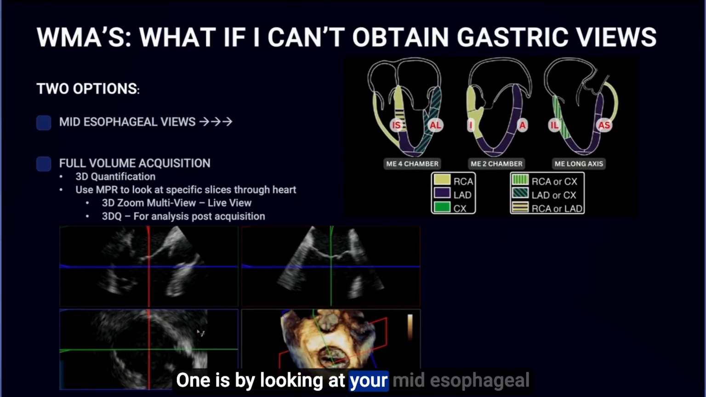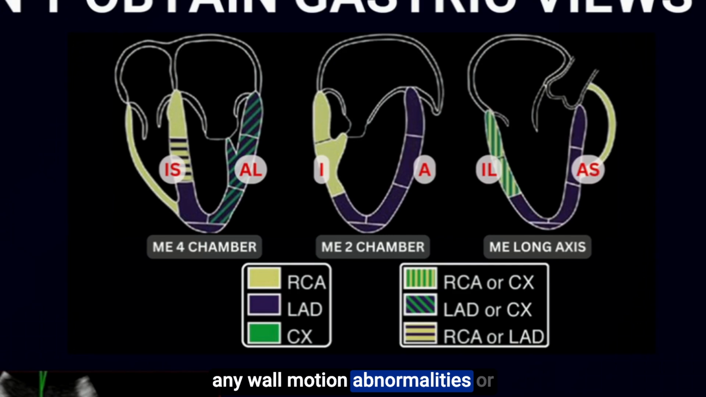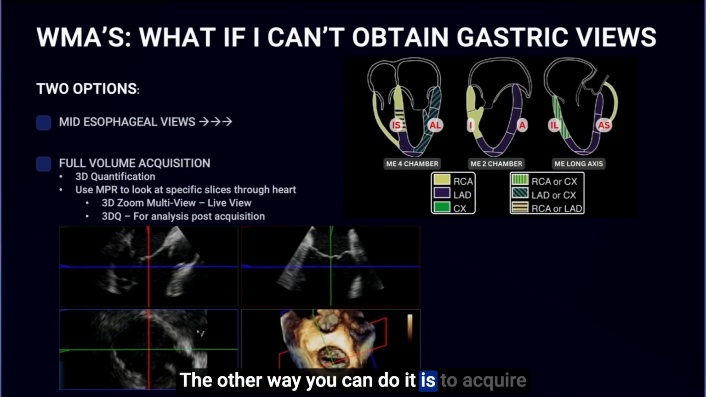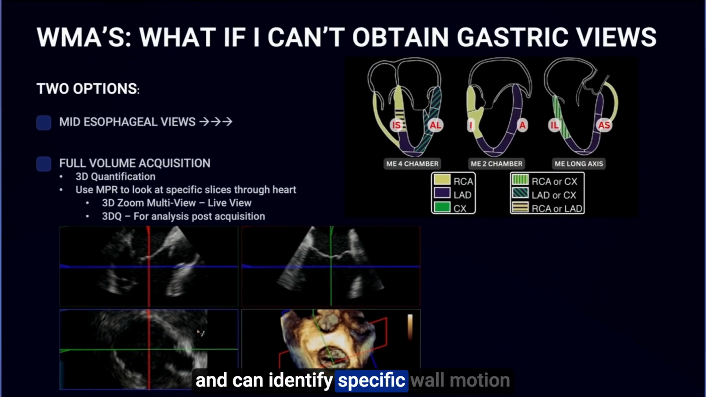One is by looking at your midesophageal views and seeing if you can identify any wall motion abnormalities or thickening abnormalities based on that. The other way you can do it is to acquire a full volume acquisition and do that 3D quantification we talked about. Remember, it shows specific segments and can identify specific wall motion abnormalities that might be present.